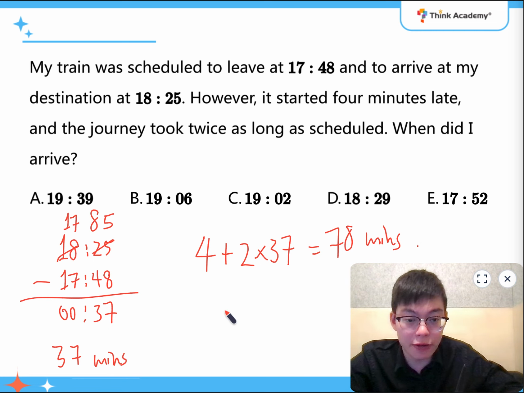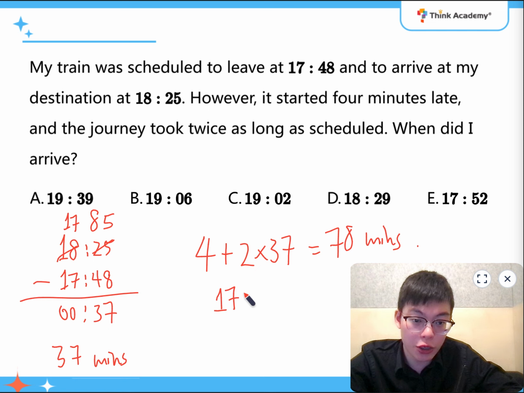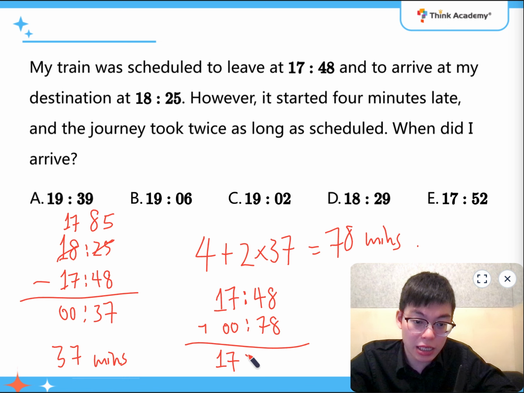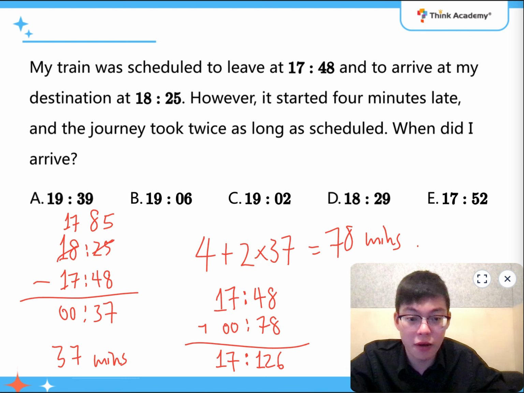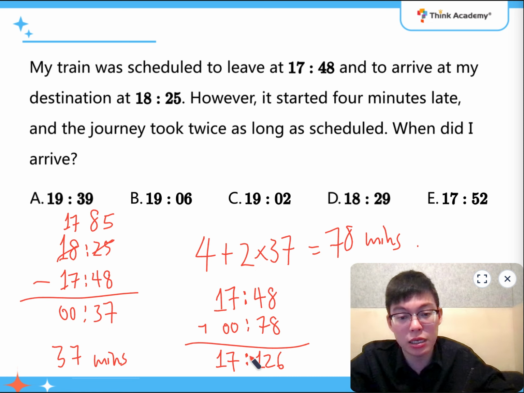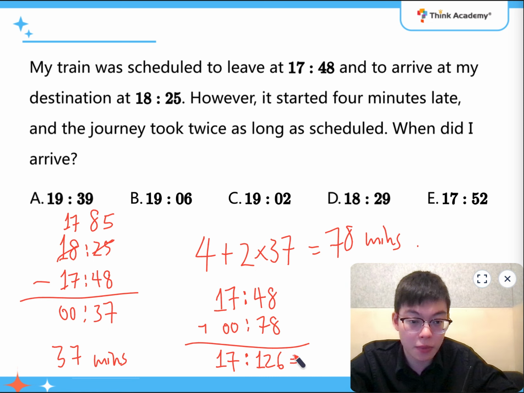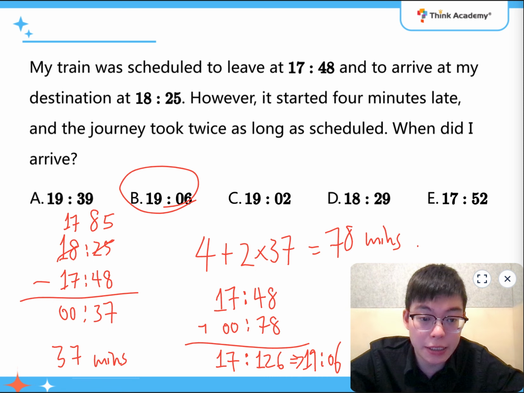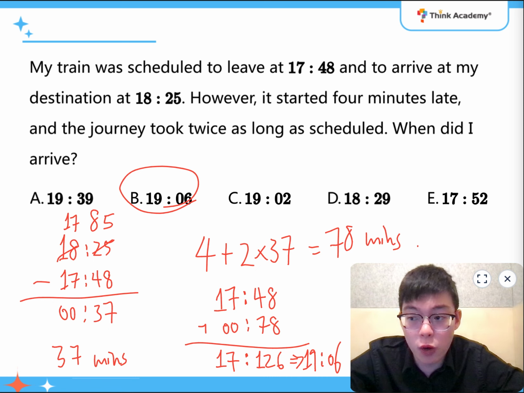So, when did I arrive? You just need to add 78 to 17:48. And that's going to end up with 17 o'clock and how many minutes is that? 126. Which 2 hours can be extracted from 126 minutes. And it goes to 19 o'clock and 6 minutes. So the answer is going to be B for this one. Alright? So, that's for question 15.